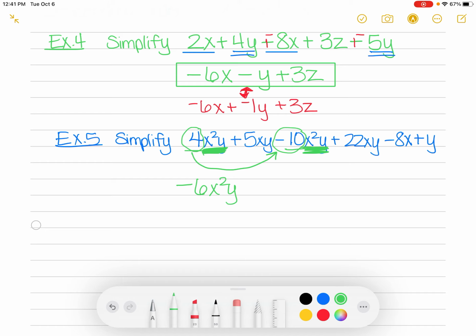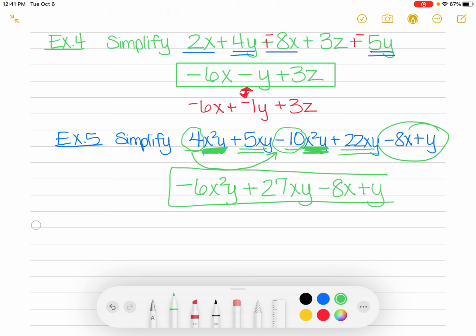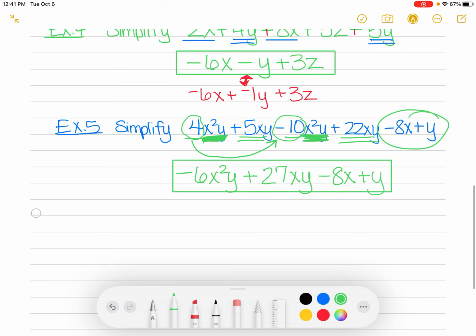Next part is 5xy. The other one that matches that is 22xy. When I put those together, I get 27xy. And then I have two more sitting over here by themselves that do not match up with anything, so I'm just going to write those down. If you forget to write those down, your problem's wrong. So make sure that you remember those ones that don't have like terms. Okay, that was example 5.